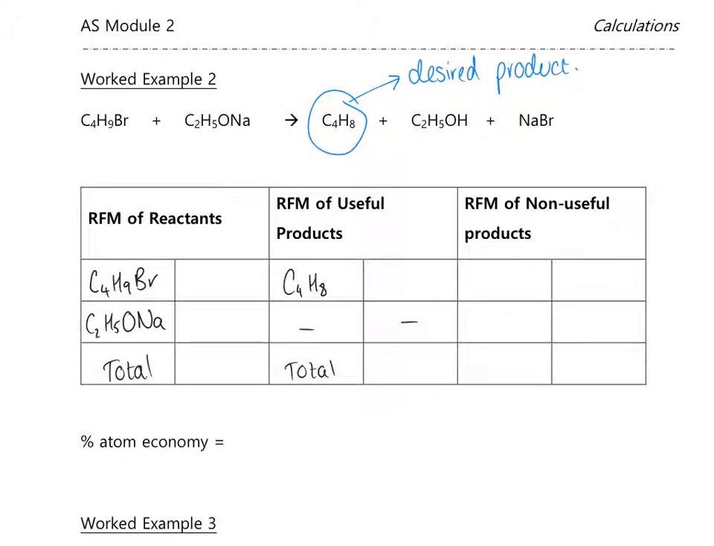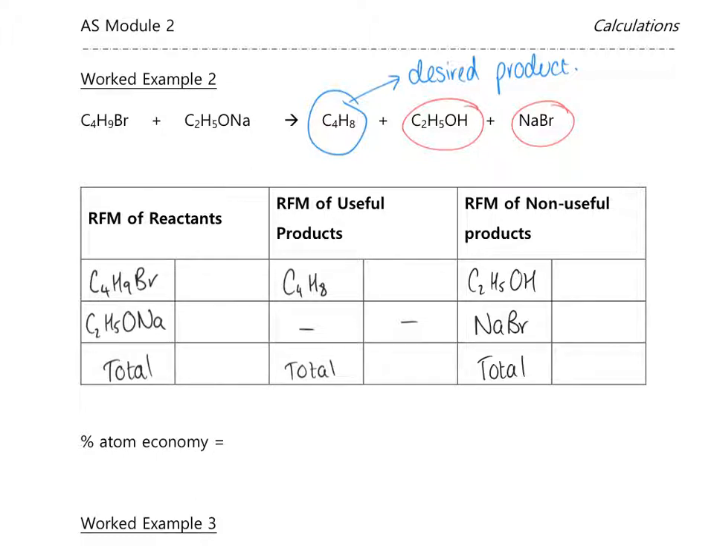Our non-useful or waste products then are going to be our ethanol and our sodium bromide. So that's ethanol, C2H5OH, work out the RFM of that, and then sodium bromide, NaBr. And then we'll need the total of our non-useful or waste products. So you should pause the video now, have a go at working out those RFMs, and then we will put that into our equation for working out percentage atom economy. So have a go at calculating the RFM yourself using your periodic table.